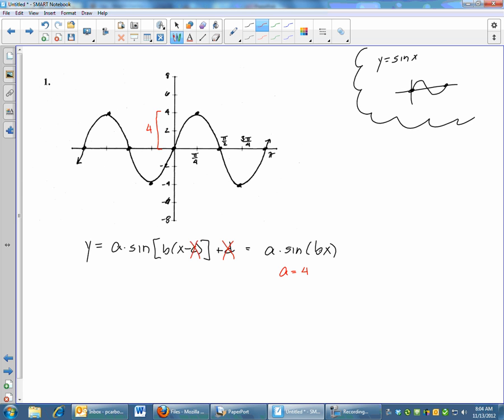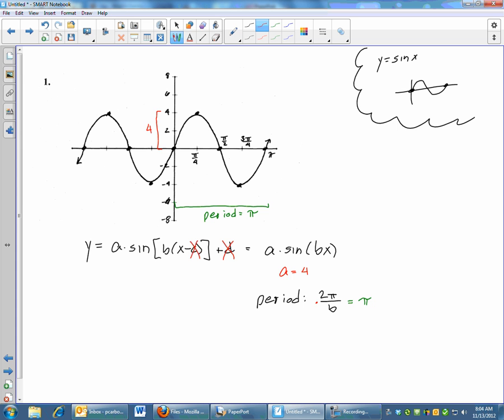Then the last thing is to get my b, and that's going to be the tricky part on these graphs. B, if you remember, is what gives you the period. We know that the period is 2 pi divided by whatever b is. So the way I'm going to get b is I'm going to take that formula, and I can look at this graph and see that one period begins and ends at 0 and pi. So my period is pi. Since I know the period, I can set 2 pi over b equal to pi. And then we simply solve that equation for b.